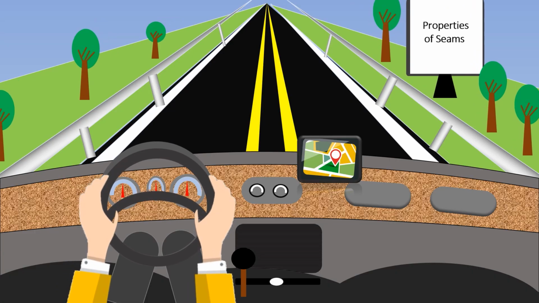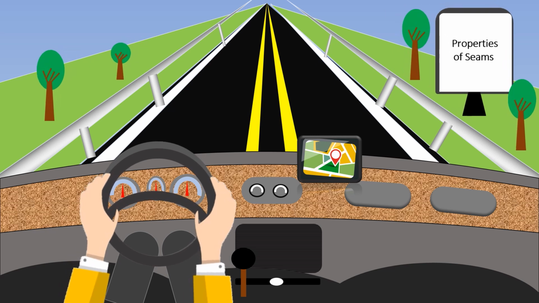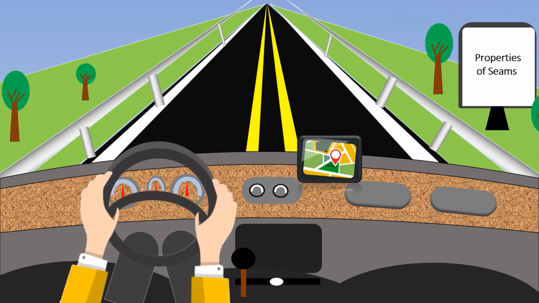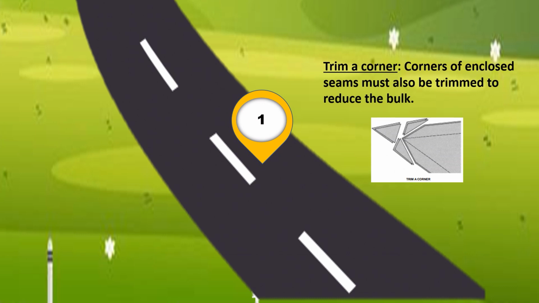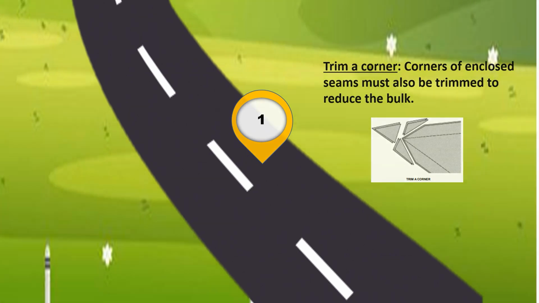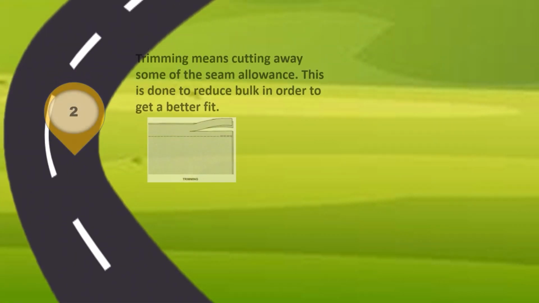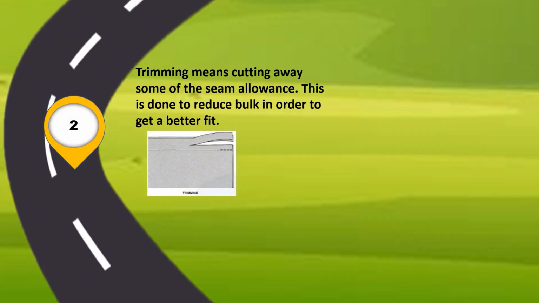Let's move forward to the next topic, properties of seams. Trimmed corner. Corners of enclosed seams must also be trimmed to reduce the bulk. Trimming means cutting away some of the seam allowances. This is done to reduce bulk in order to get a better fit.